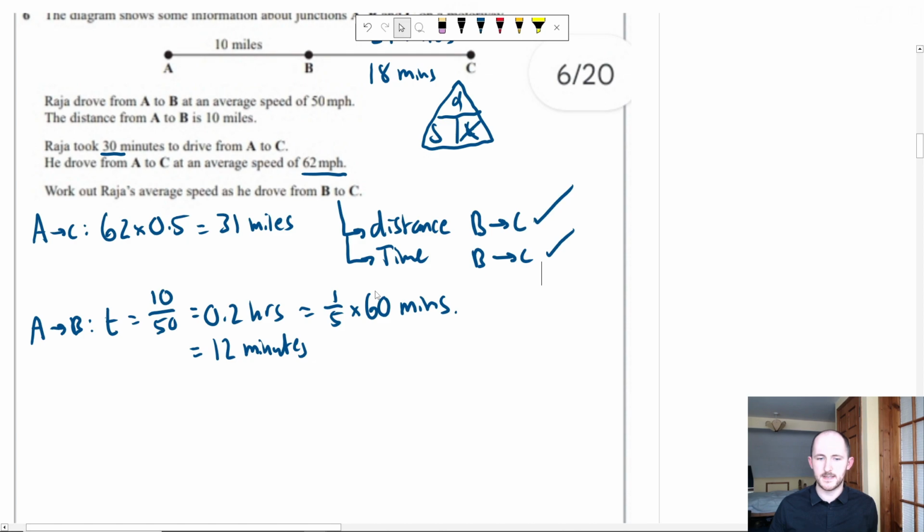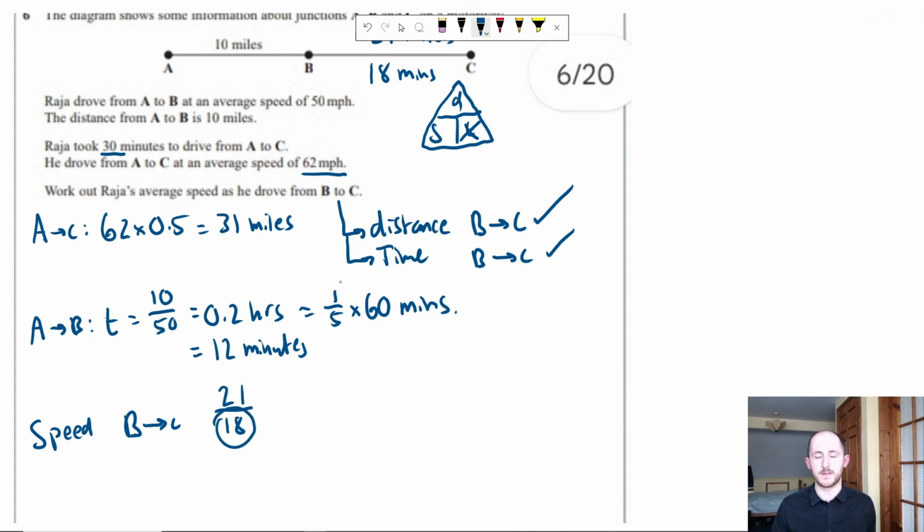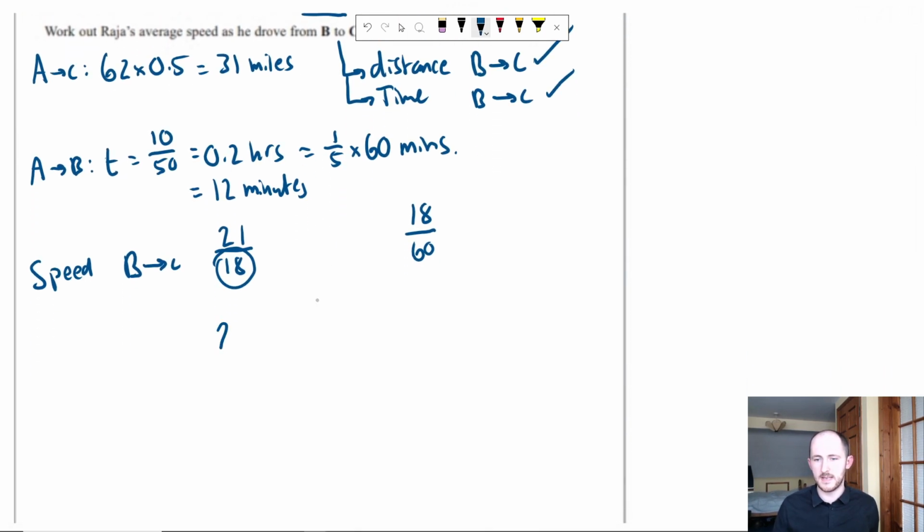So, I now have the distance and time. So the speed for B to C is distance over time, which is 21 miles over 18 minutes. Now this is where it's going to get a bit funky, okay? Because this is in minutes, not hours. So to change it into hours, I need to do 18 over 60. We're basically doing 21 divided by 18 over 60. And I'm going to assume that this was a non-calculator question.